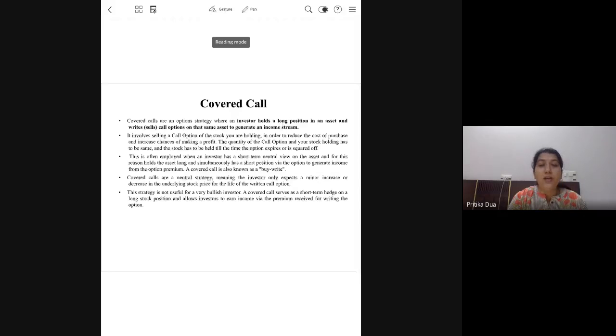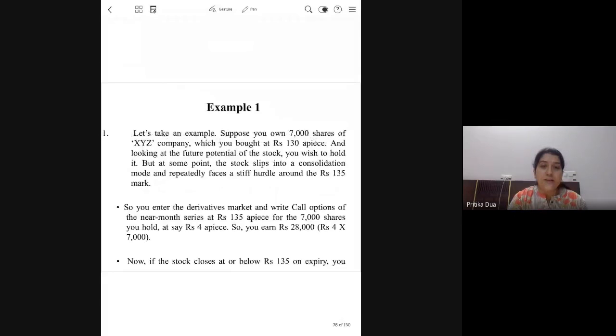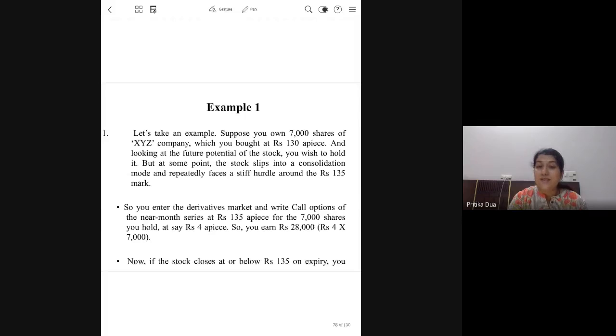So when you feel that the price fluctuation will be very minor, somewhere around the exercise price, then this strategy will help you make some extra profit. Let us see how it works. We take a simple example. You own 7,000 shares of a company which you have bought at rupees 130. Now you see that over a period of time, the price is fluctuating in this range and the maximum price that you can reach with this share is rupees 135 per share.